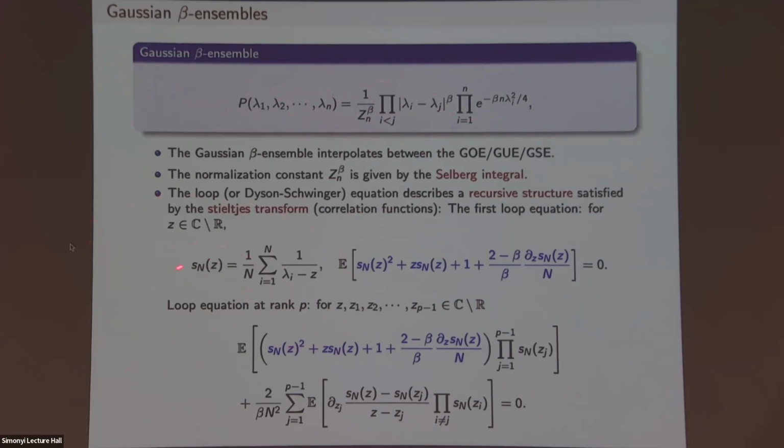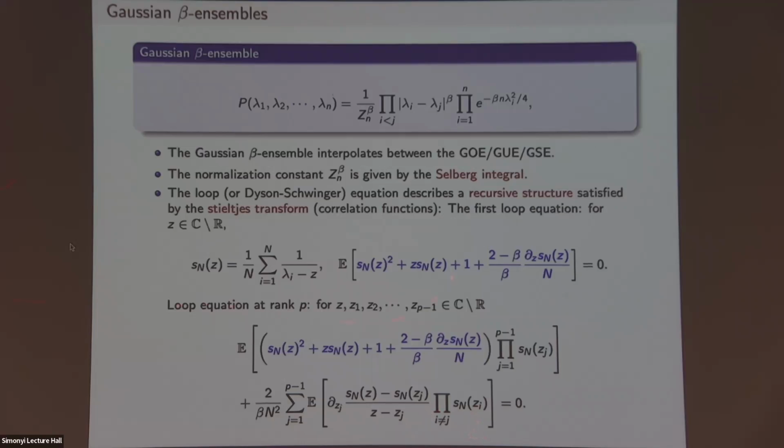If you look at the Stieltjes transform of the Gaussian beta ensemble, it satisfies the loop equations, with a recursive structure. Here is the first loop equation. It has two parts. The first part is a quadratic one in terms of s_n squared plus z s_n plus 1. The second term is a 1 over n correction, depending on the derivative of s_n. If you compute the expectation, it's exactly 0. You can also have higher order loop equations, which are more complicated, but the core is still this blue part. You multiply by p minus 1 other copies of s_n at different locations z_1, z_2, up to z_{p-1}. Then you have a further 1 over n squared correction, and there is this complicated expression. But essentially, it just boils down to p minus 1 copies of this Stieltjes transform multiplied together.